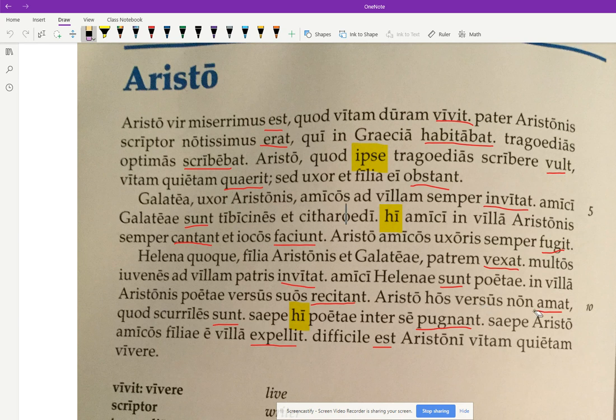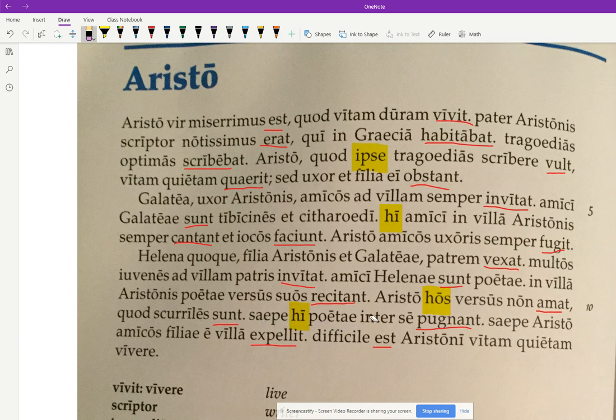Aristo hos versus non amat. So Aristo doesn't, or I'm not going to say love. I'm going to say like here. He doesn't like these verses, right? Should have highlighted that. I can grab that. Right, so masculine accusative plural, according to the hi-hae-haec chart that you've seen, you definitely want to learn. So Aristo does not like these verses because they are scurrilous, they're obscene. The nerve, right? Throw those guys out.